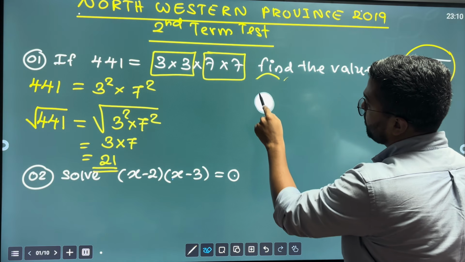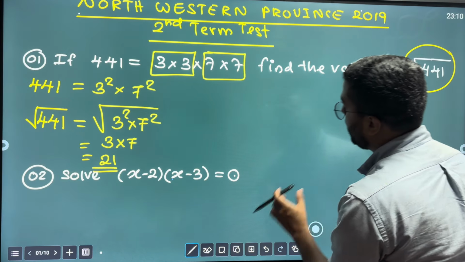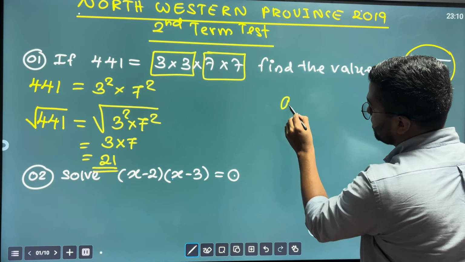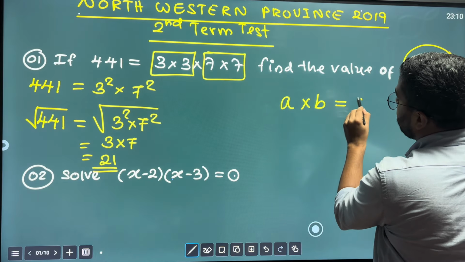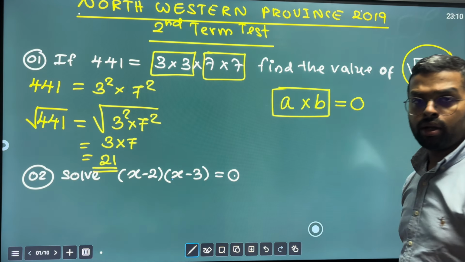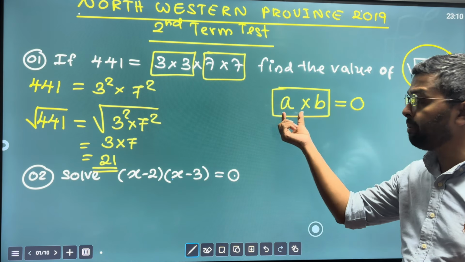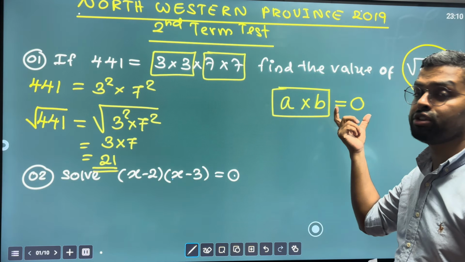So in this case what we need to do is find the value of x. Let me consider an instance like this. Let's say we have two terms, a and b. The product of a and b is equal to 0. Right? Let's consider that a and b are two terms. Now the product of these two terms is equal to 0.